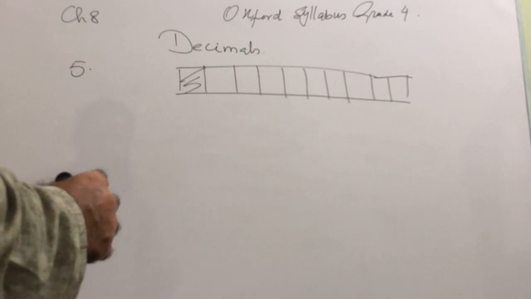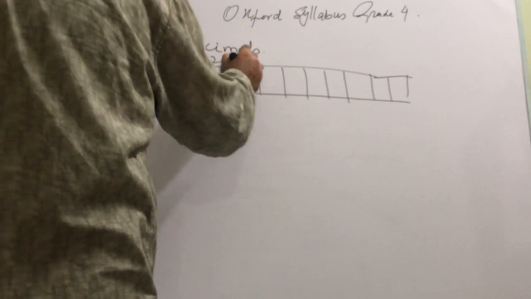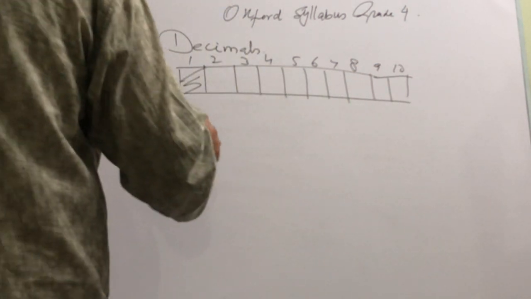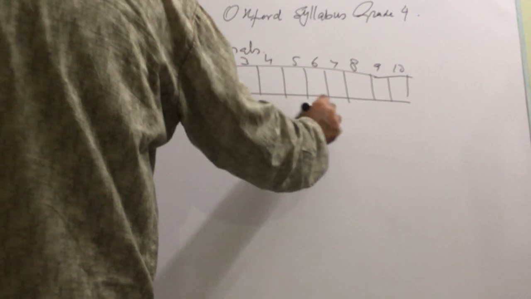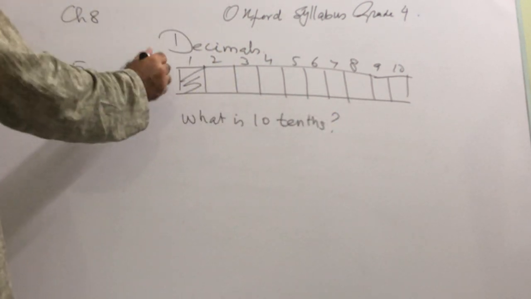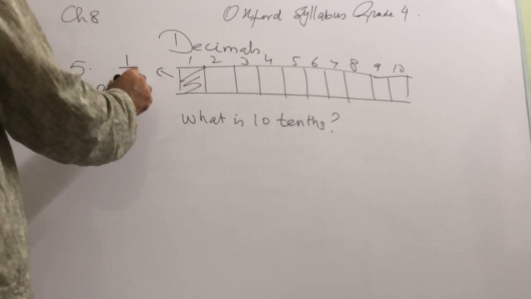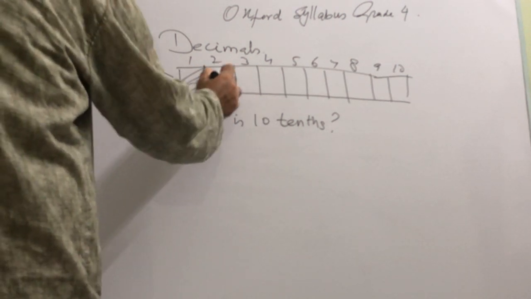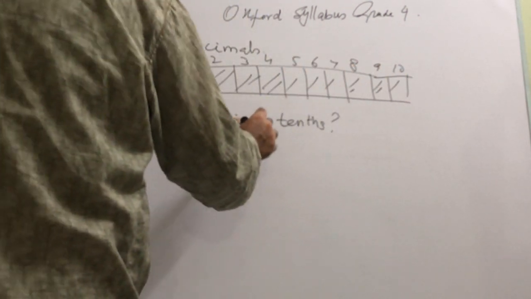They say 10/10 of this figure are shaded. What is 10/10? This one part is shaded, they say it is 1/10. So the question is, what is 10/10? This is 1/10, this is another 1/10, another 1/10, another. So 10/10 will be, all 10 parts will be shaded.